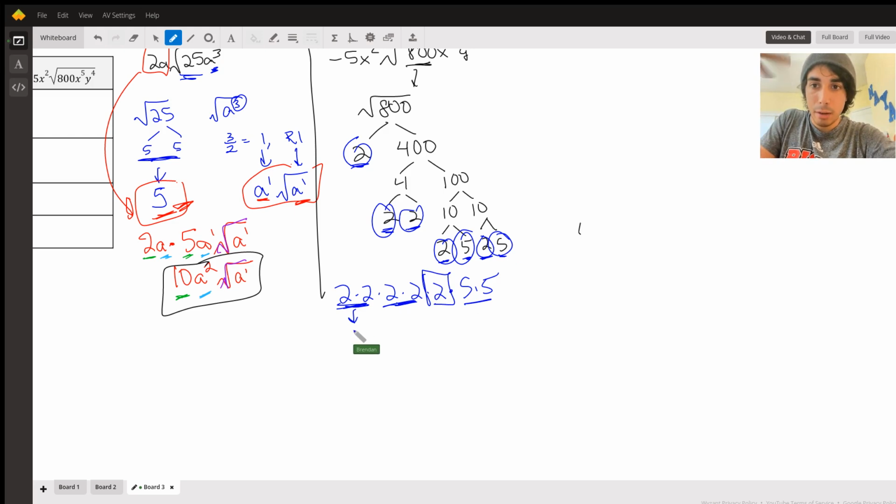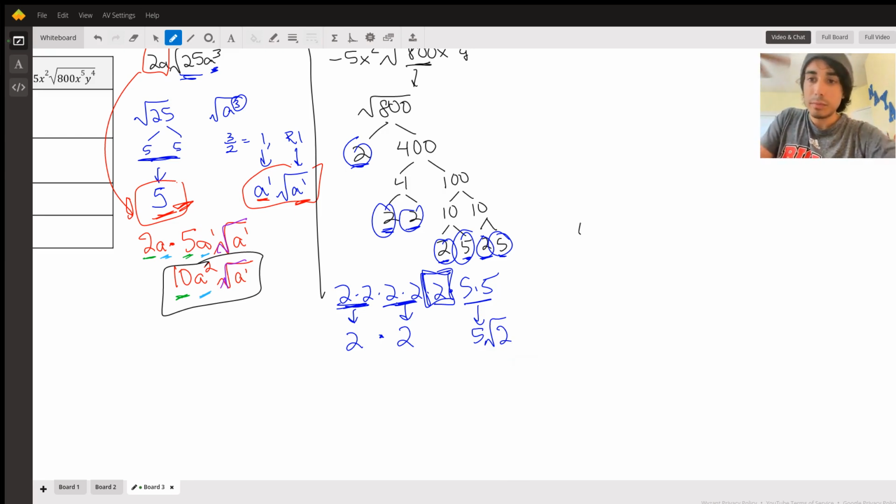All right, remember, a pair means 1 comes out. So a 2 comes out from that pair, a 2 is going to come out from that pair, and a 5 is going to come out from that pair. And then we've got this lone 2 that didn't have a pair, so that one is going to stay inside of our square root. Just like that.